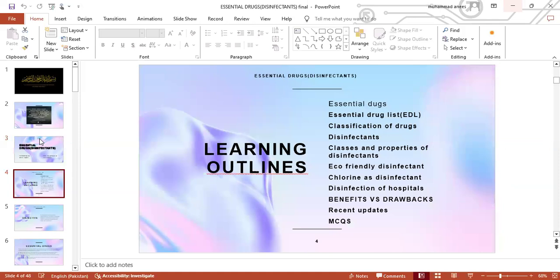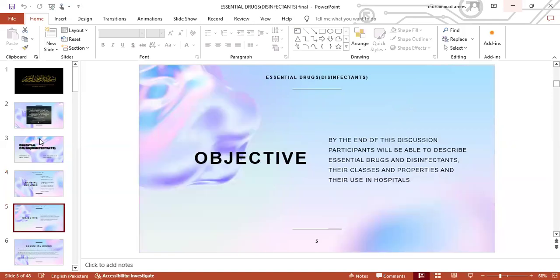Learning outlines for this presentation will be essential drugs, essential drug list, also known as EDL, classification of these drugs, disinfectants, classes of disinfectants, and properties of disinfectants. What is an eco-friendly disinfectant? Chlorine as a disinfectant, disinfection of hospitals, benefits and drawbacks of these disinfectants, recent updates, and MCQs. So the objective by the end of this discussion: participants will be able to describe these essential drugs and disinfectants, their classes and properties, as well as their use in hospitals.